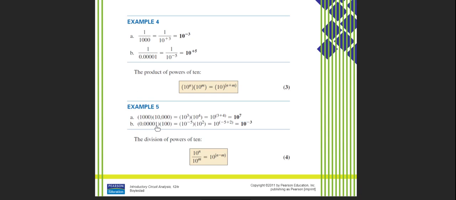Another example here is 10 power of minus 5 multiplied by 10 power of 2. To do the math, I will write down one 10 as the base and add the powers together. Negative 5 plus 2, the result is negative 3. The same thing applies to the other operation. If I have 10 power of n divided by 10 power of m, the result will be 10 power of n minus m.